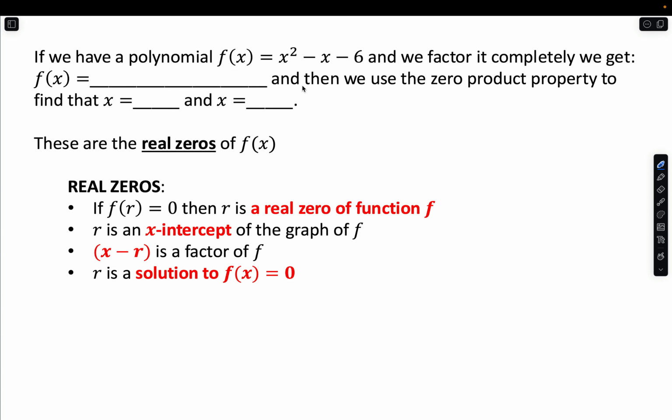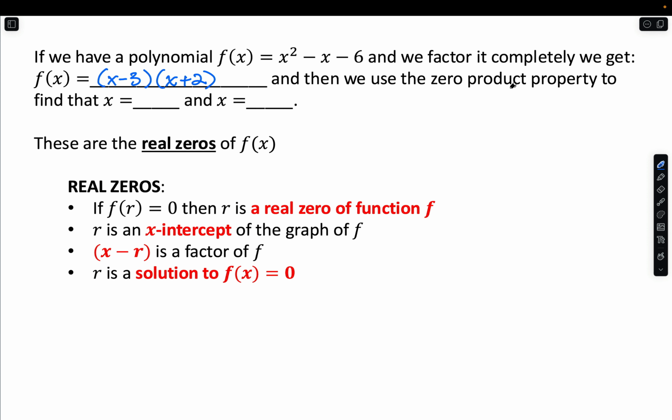In this video, we are looking at something called zeros and their multiplicity. So first, let's talk about zeros. If we have a polynomial function f of x equals x squared minus x minus 6, and we want to factor it completely, we would get f of x equals a factor of x minus 3 and a factor of x plus 2, because we're looking for numbers that multiply to be negative 6 and add to be negative 1.